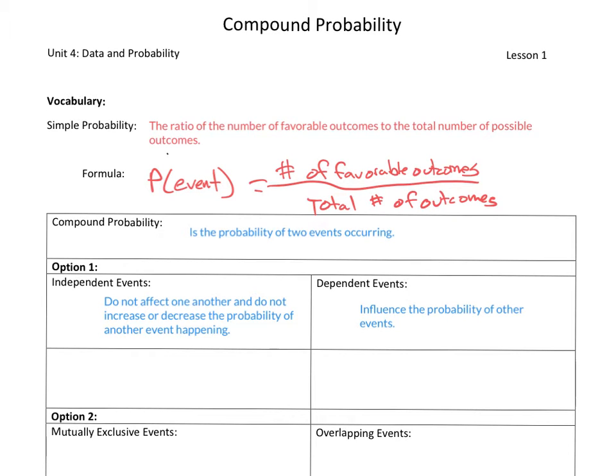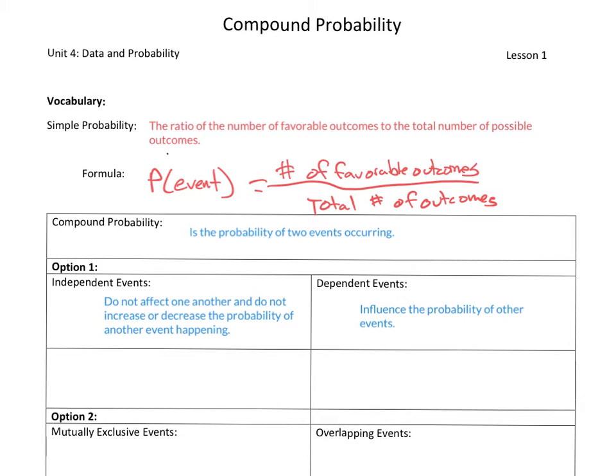Now, a couple other things to consider before we write these up is compound probability, which is the probability of two events occurring. Even when we look at the two events, this could refer to things like independent, dependent, mutually exclusive, or overlapping events. The independent event is when the first one does not increase or decrease the probability of another event happening. So the two things would be separate.